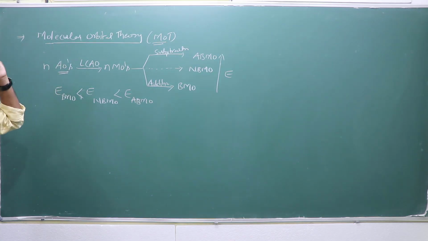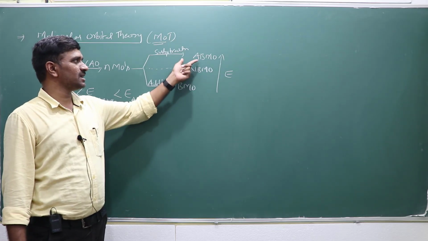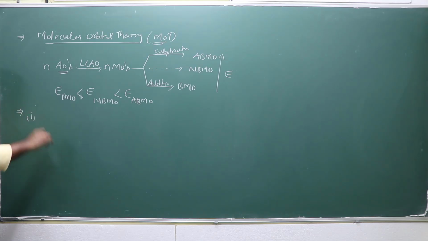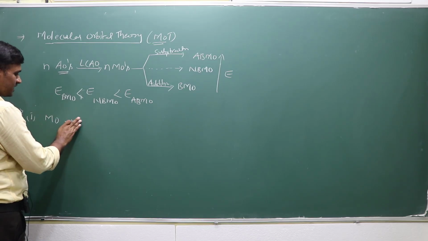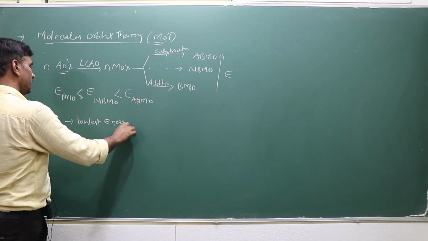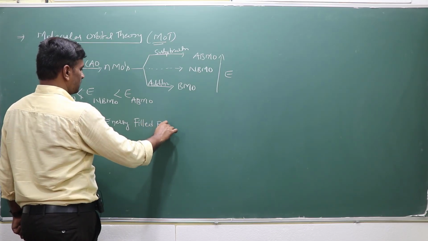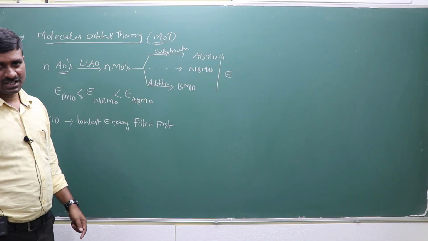In the molecular orbital theory, in the linear combination of atomic orbitals method, bonding molecular orbitals as well as antibonding molecular orbitals are generated. According to the molecular orbital theory concept, the molecular orbital which has the lowest energy is filled first. So which one is filled first? The bonding molecular orbital is filled first.